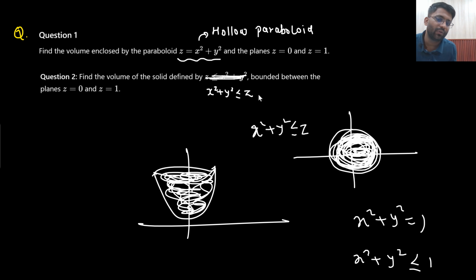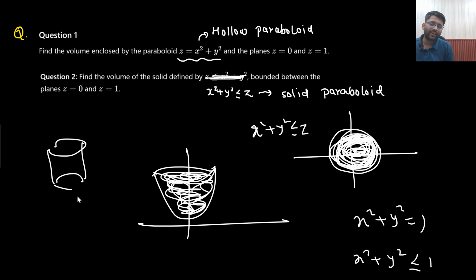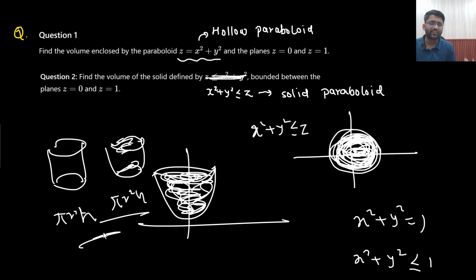So even if it is a hollow bowl or a solid paraboloid, will the volume change? No, the volume would be the same. What is the volume of a hollow cylinder? That is pi r square h. What is the volume of a solid cylinder? That is also pi r square h only. So the volume will not change. Are you able to understand this point? Even if it is a hollow paraboloid or a solid paraboloid, will the volume change?